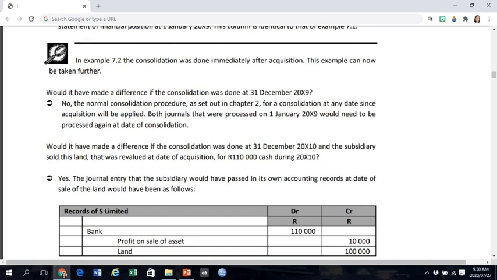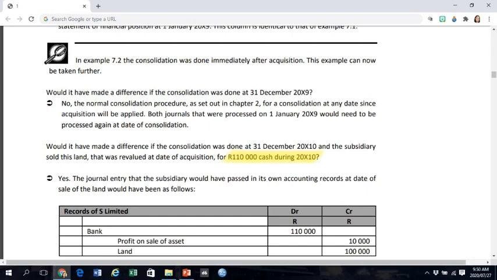Would it have made a difference if the consolidation was done at 31 December 2010 and the subsidiary sold this land that was revalued at date of acquisition for 110,000 Rand cash during 2010? It will make a difference.